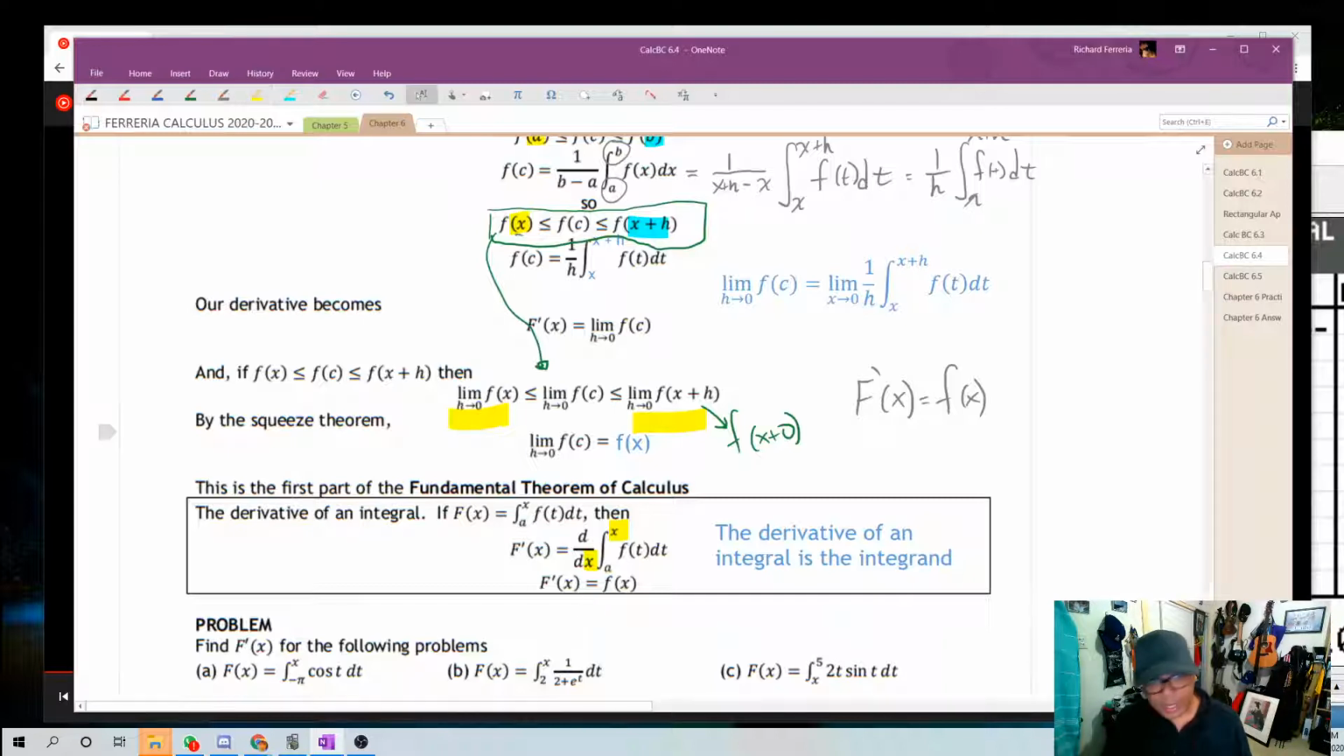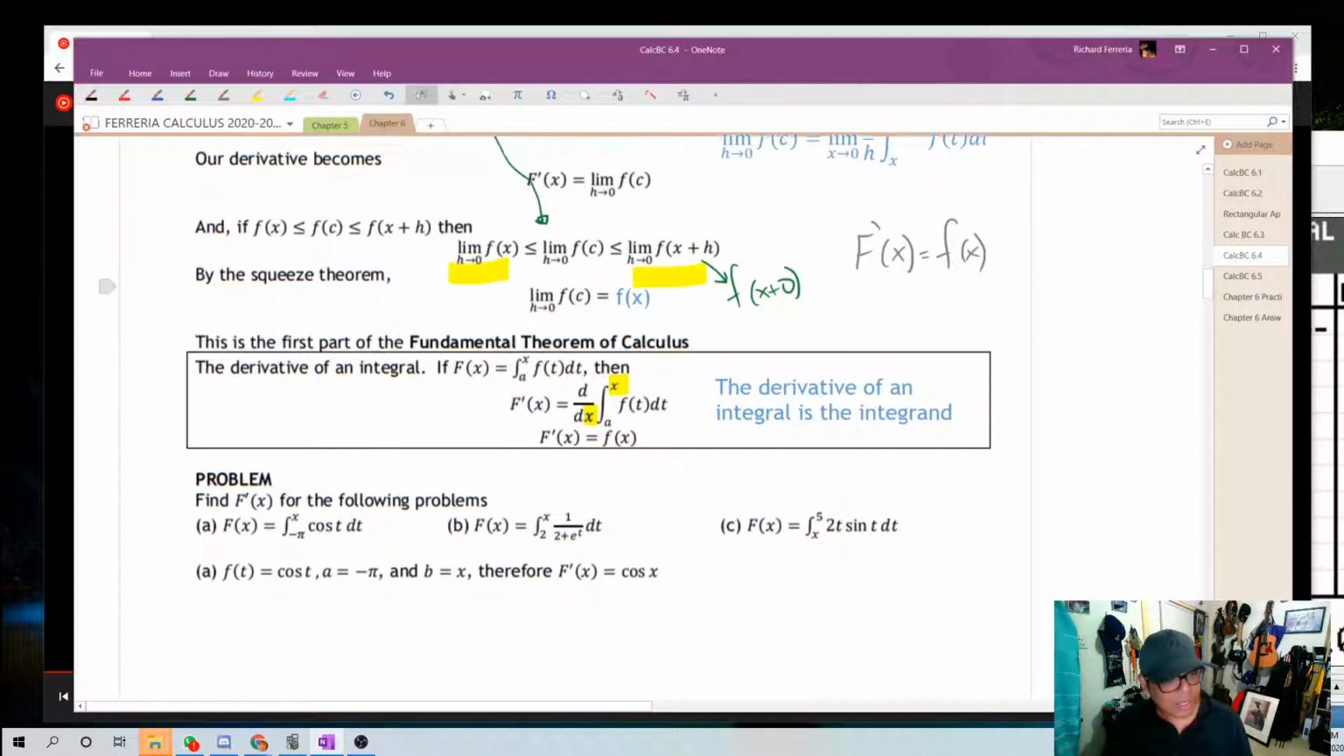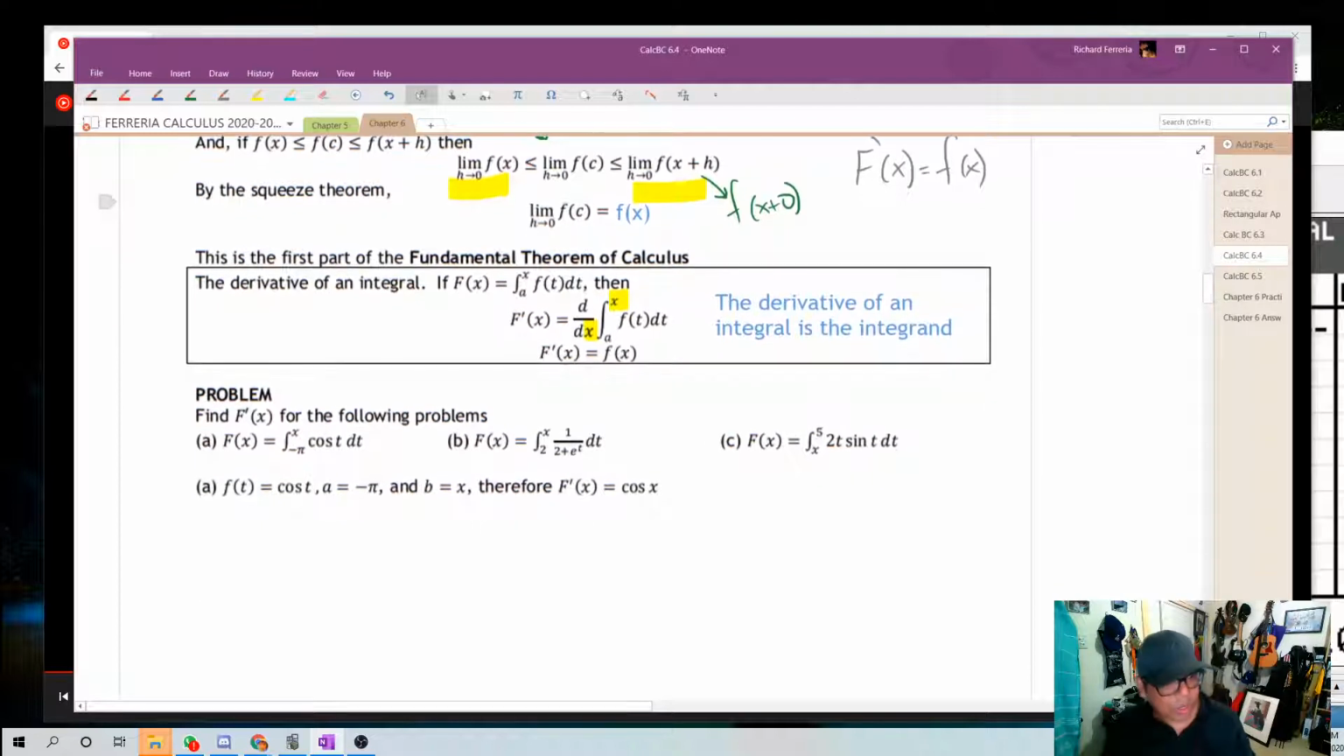So we're going to take a look at a couple of those problems. Let's take a look at letter A. It's done for you. Okay. So if f of t equals cosine t, a is equal to negative pi and b is equal to x, negative pi and x are up here.